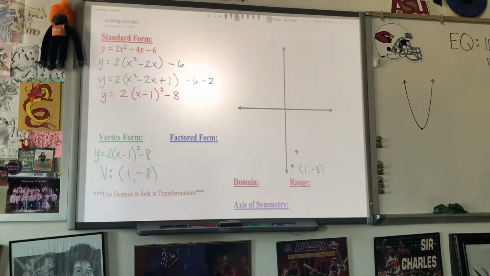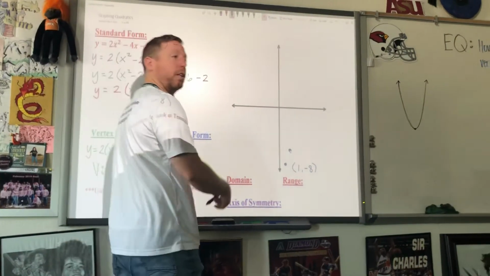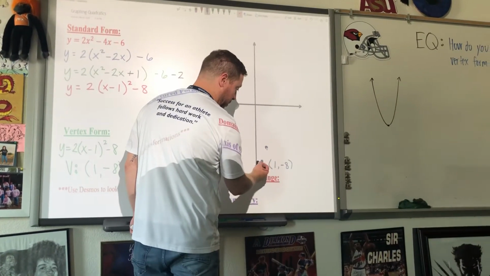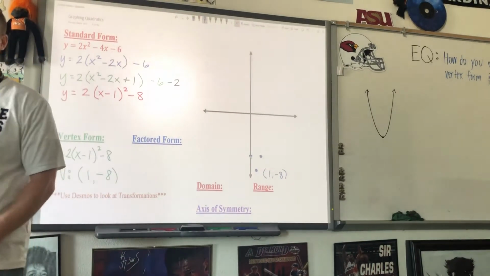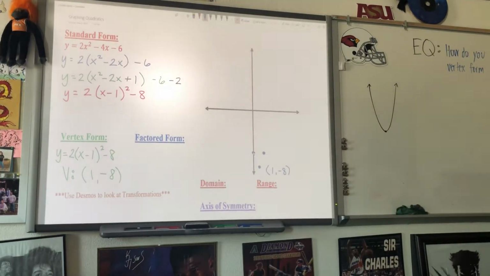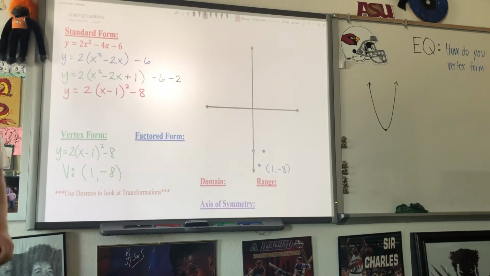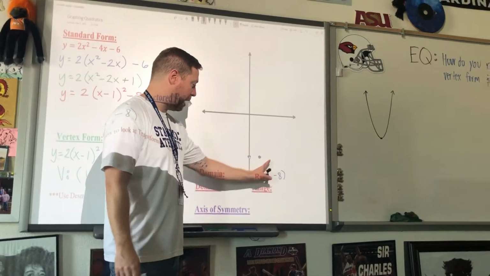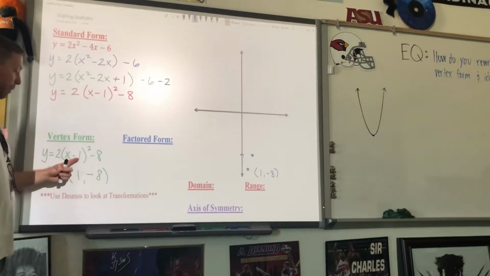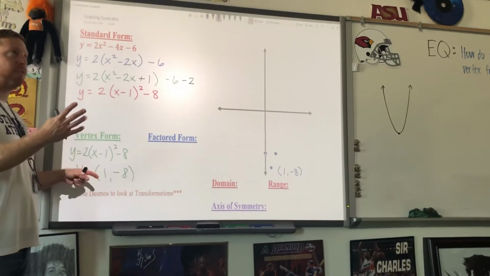And because of symmetry, I could do the one on the other side too. This went over 1 up 2, boom, over 1 up 2. I know that there's a point right there also because I know parabolas are symmetrical. Okay? And I think Alex wanted 5 points, so I'm going to do another one. I went over to 2, now I'm going to go over to 3. So come here. 3 minus 1 is 2. 2 squared is 4.